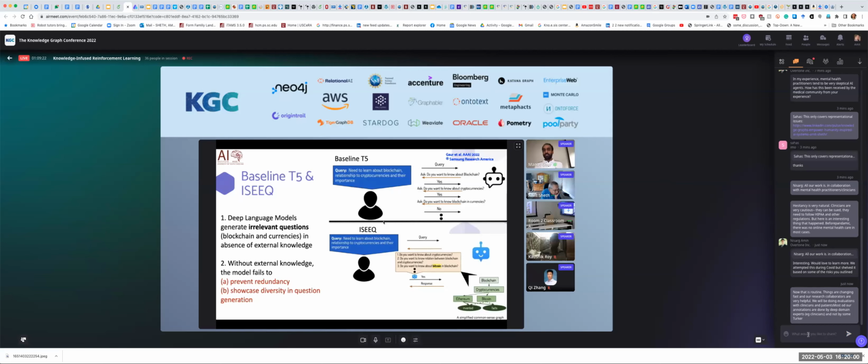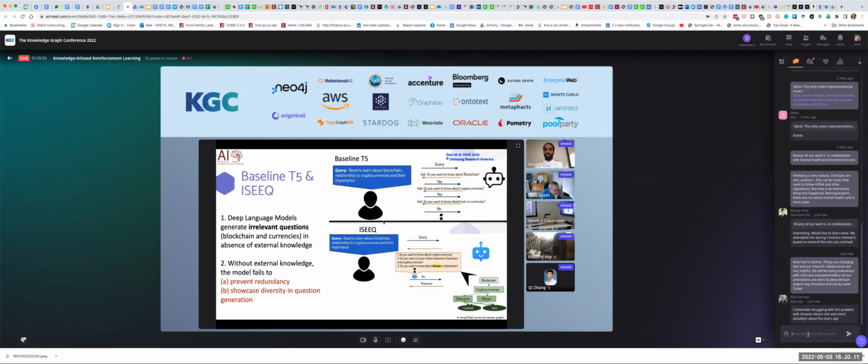And if you can see the questions that are generated by the model, the last question asks, do you want to know blockchain in currencies? The most important thing is that blockchain is related to cryptocurrencies and not currencies in general. So that's an irrelevant question being generated. And most importantly, when we looked into the reason why this happened, it's mostly because cryptocurrencies were broken into crypto and currencies, which loses the semantics between currencies and cryptocurrencies.